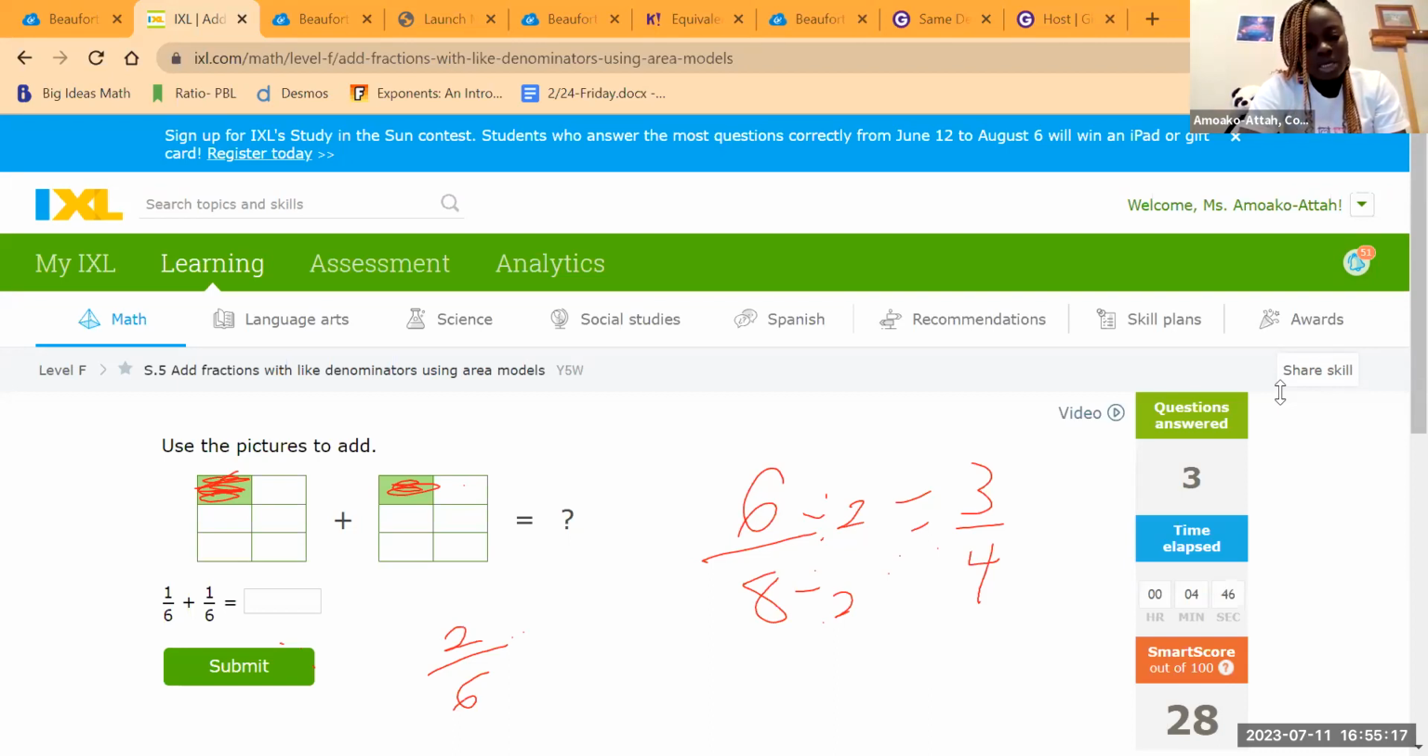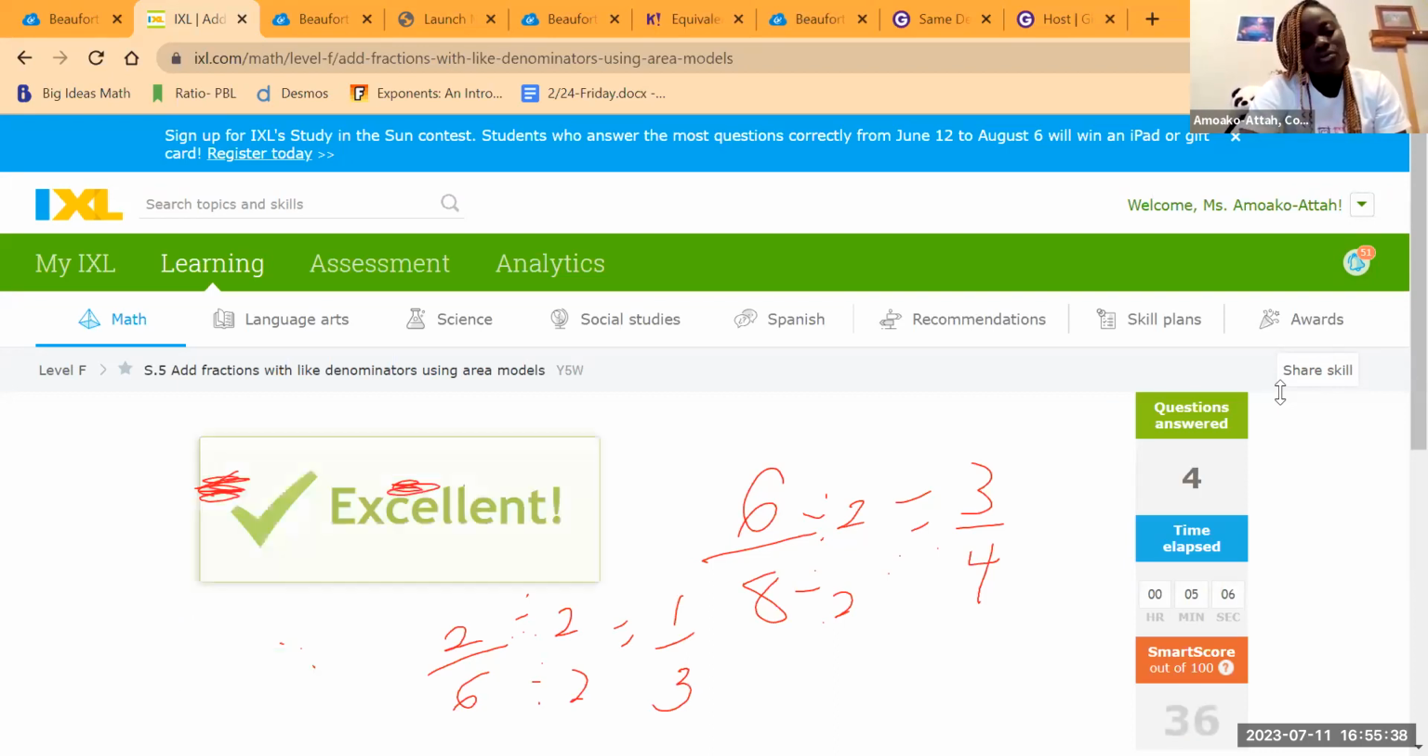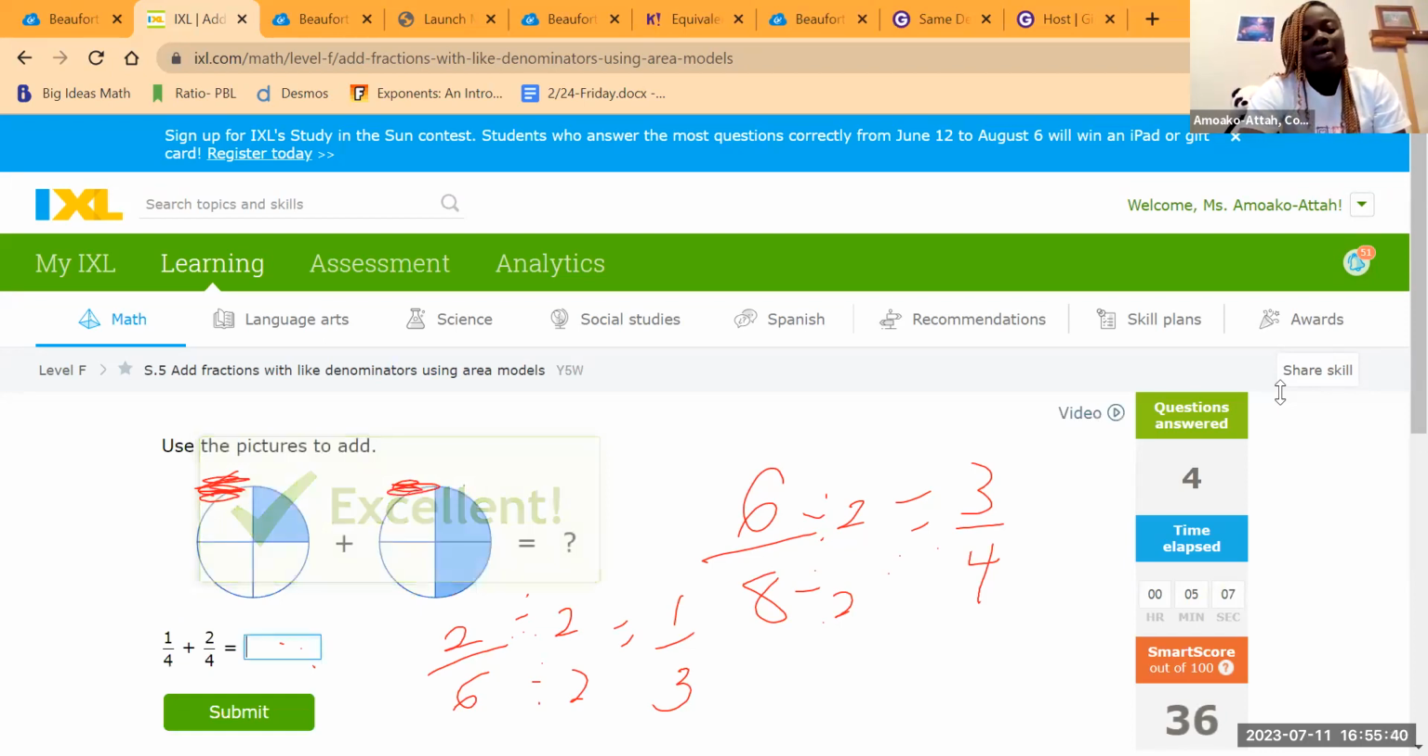All right, so how do we reduce this? Pick a common number for both the numerator and the denominator. So that is 2. 2 goes into 2, 1. 2 goes into 6, how many times? 3. So you are getting 1/3 as your final answer. All right, good job, guys.